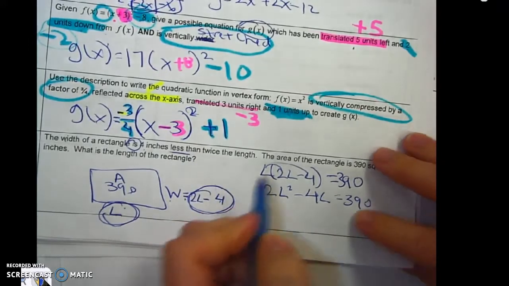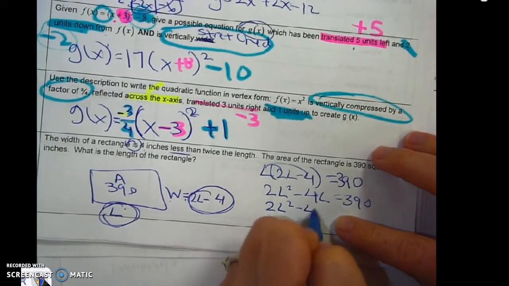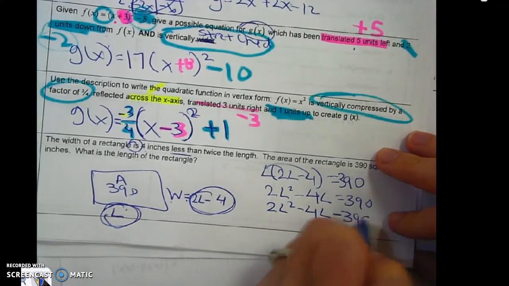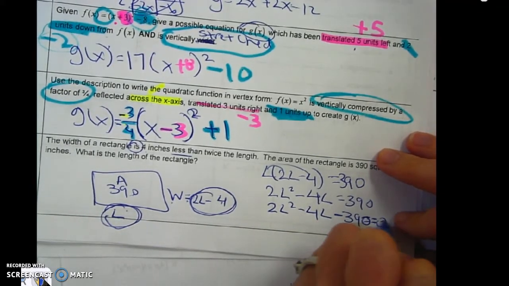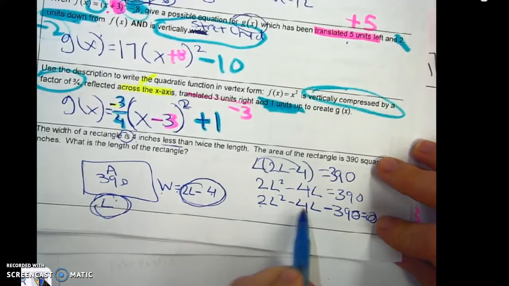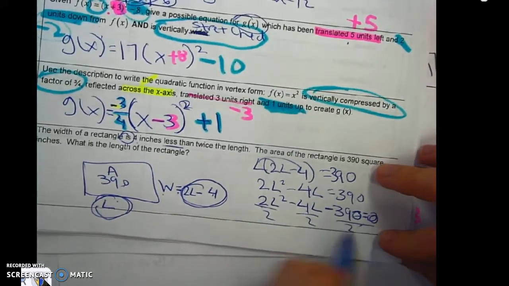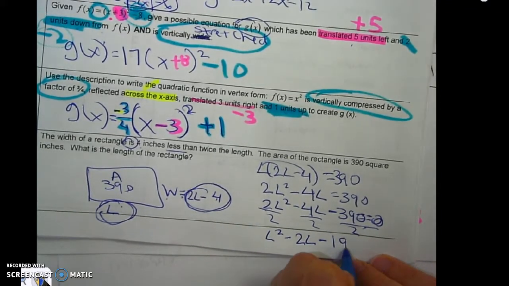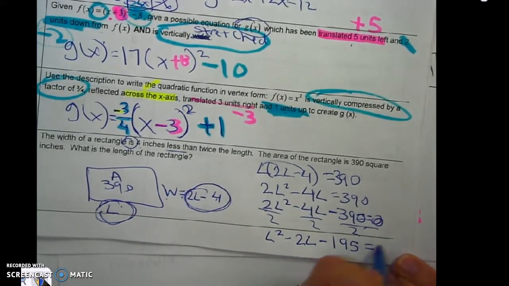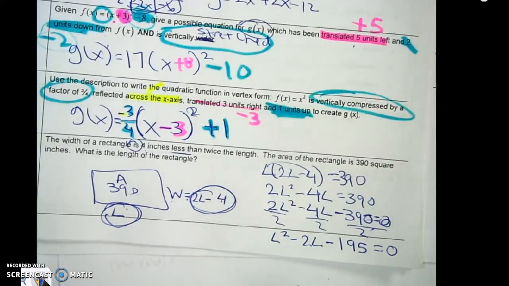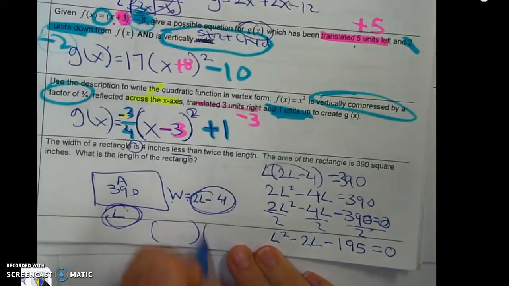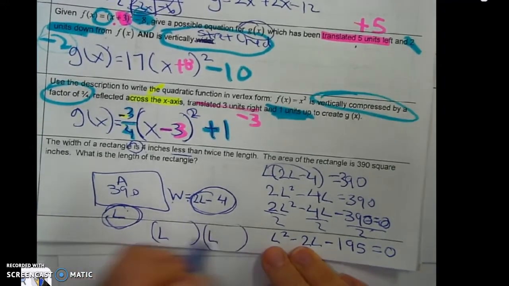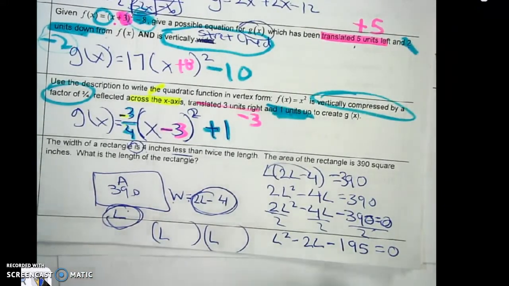Anytime I have a squared, I want to set it equal to 0. So 2L squared minus 4L minus 390 equals 0. Too many zeros. I notice they're all even, so I'm going to divide by 2, divide by 2, divide by 2. L squared minus 2L minus 195 equals 0. Okay? Now I'm going to have to troubleshoot and find two numbers that multiply to get 195 and add to get 2. So let me, or subtract technically. So let me hold on and get a calculator.